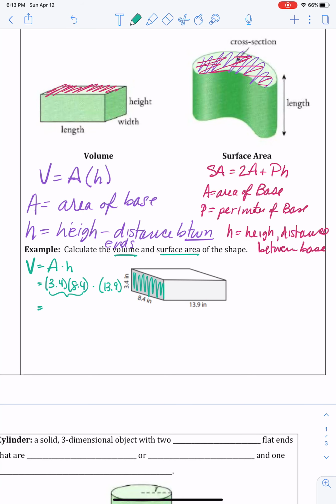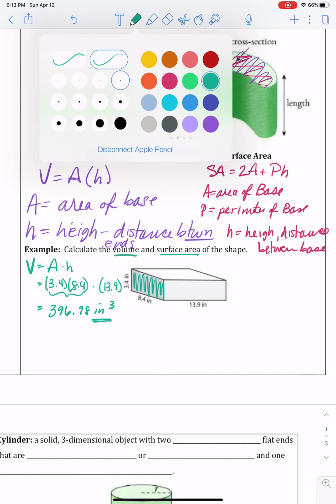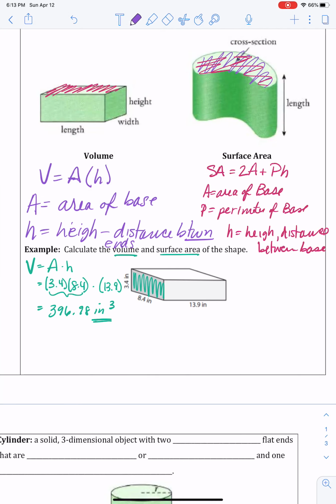So when I multiply all those together, I get 396.98 inches cubed. Now, inches cubed is a three-dimensional measurement. We want to use cubed whenever we do things like that. So then we have to find surface area. And remember that if this is the base that we're using, then this is 3.4 and 8.4. So that's my base. That's where I get my area of 28.56.